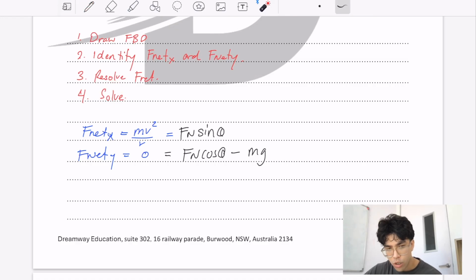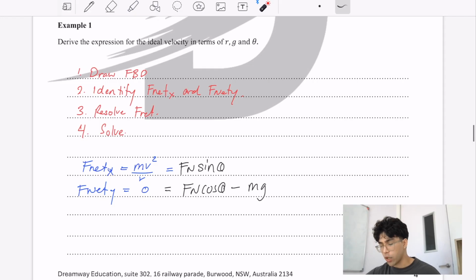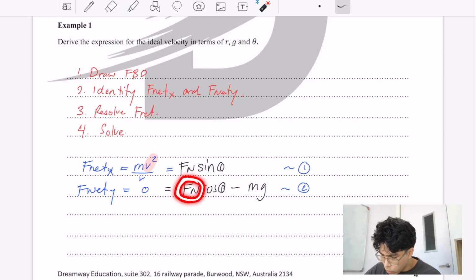What are we solving for? We are solving for the ideal velocity, v. So what I want to do is I want to make v here the subject. Okay, how do I do that? Well, straight away, as you can see, I can't solve for v yet because I have this unknown normal force. I don't know what that is. So if I want to solve for the ideal velocity, the first thing I need to do is actually remove or substitute out this normal force, okay? And the way you do that is you look at the second equation here. Okay, so that's equation 1, equation 2. We are going to make Fn the subject and then sub it into this equation.